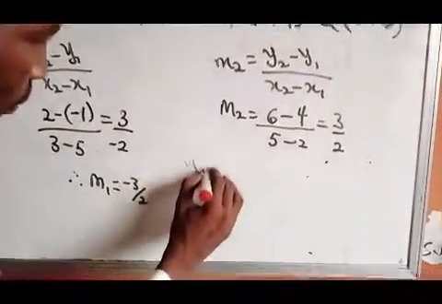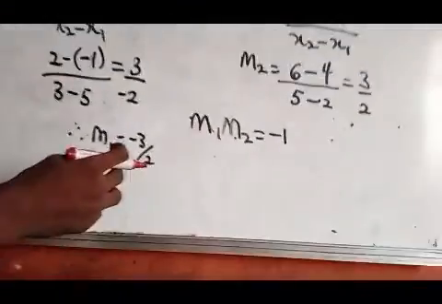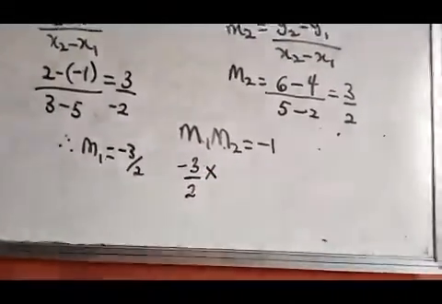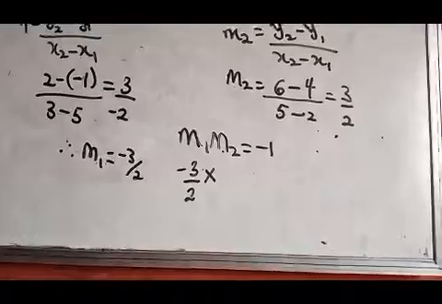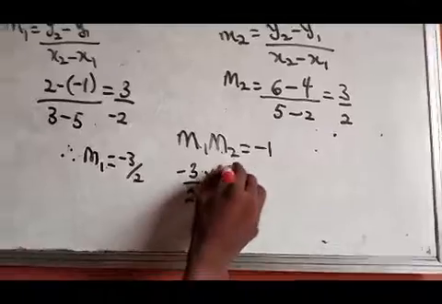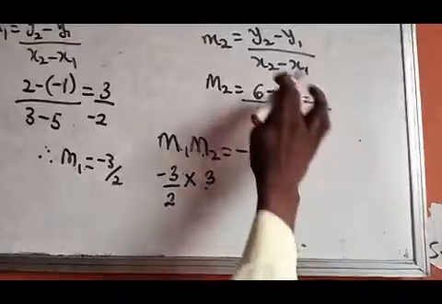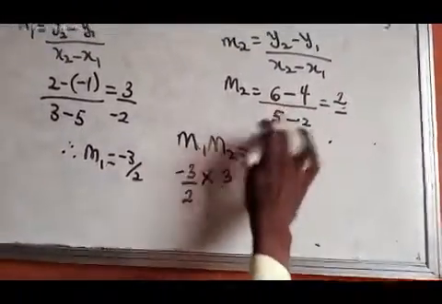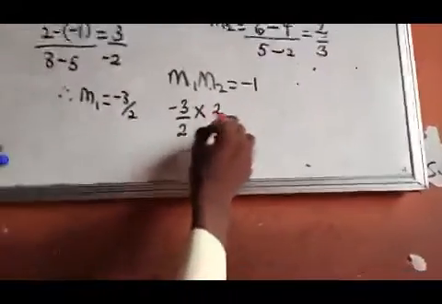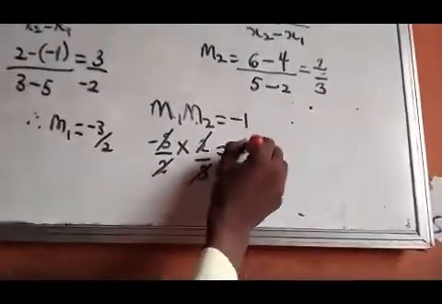So m1 times m2 should give me minus 1. So what is my m1? My m1 is minus 3 over 2 multiplied by m2. My m2 is 3 over 2. Sorry, my m2 is 2 over 3 here. 6 minus 4 is 2. 5 minus 2 is 3. So that's 2 over 3. So 2 will cancel 2. This will cancel this. So I have minus 1.